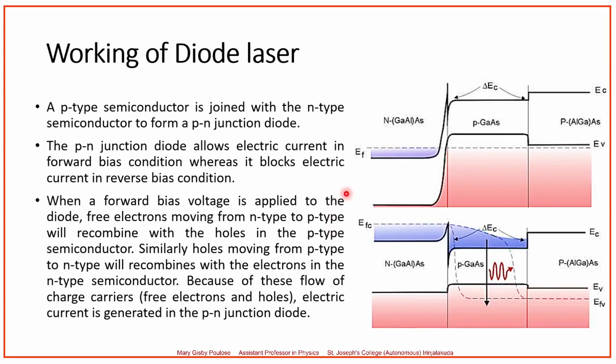Now, in the energy level diagrams shown here in the top figure, we can see that before bias is given to the junction, the Fermi level is constant, and hence the electrons and holes have difficulty to recombine with each other. But when forward bias is given to this PN junction, the Fermi level is redistributed. Hence, the electrons in the conduction band will be able to move into the valence band.